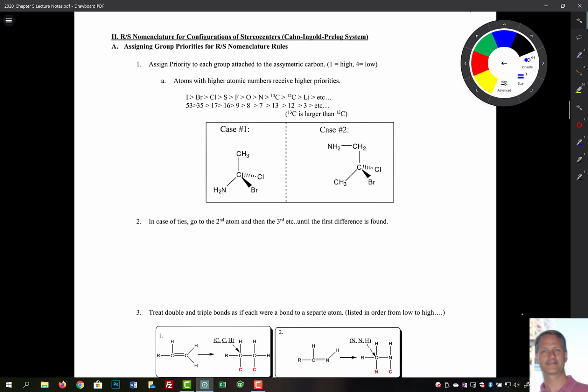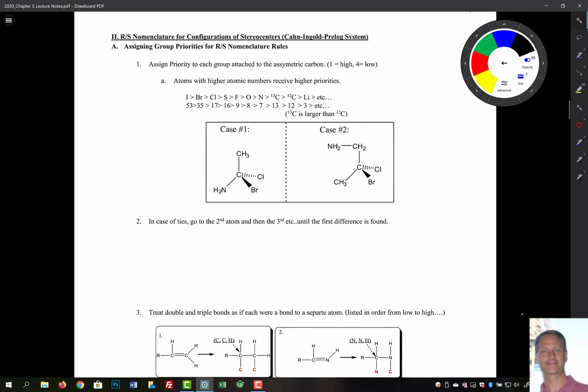It's also called the Cahn-Ingold-Prelog system. It's a way of assigning group priorities to determine R and S nomenclature. It's not that difficult, but it takes a little practice. There are going to be 4 basic rules. The first rule is to assign priority to each group attached to that asymmetric carbon. So number 1 will be high and number 4 will be low.